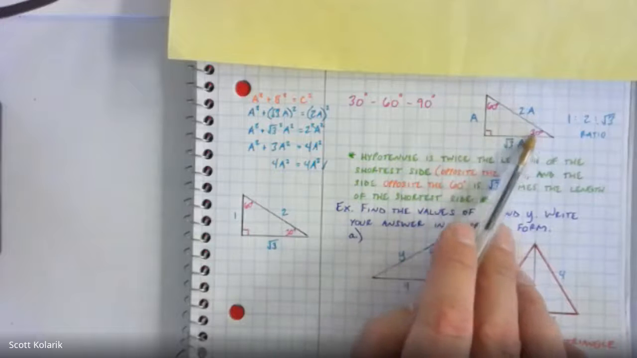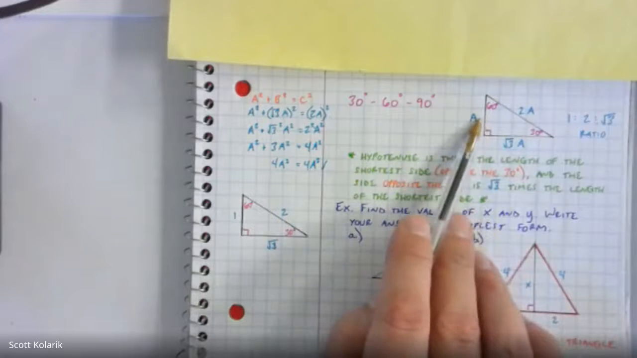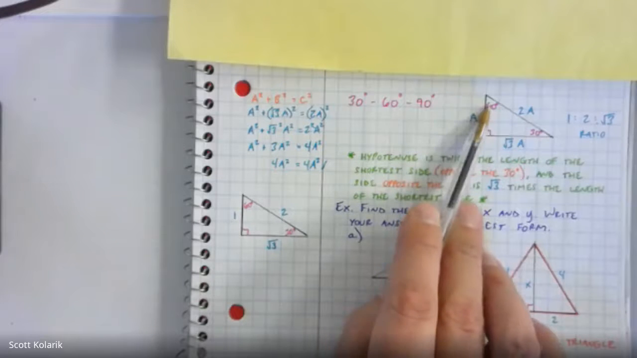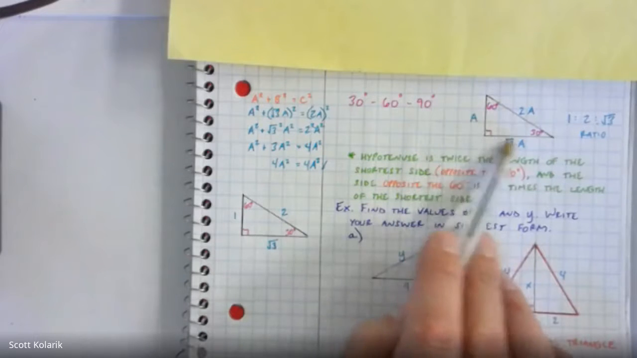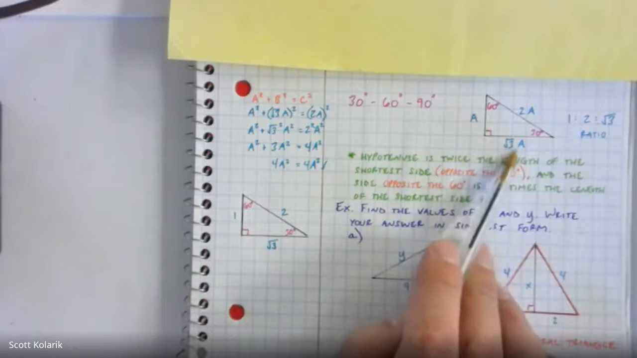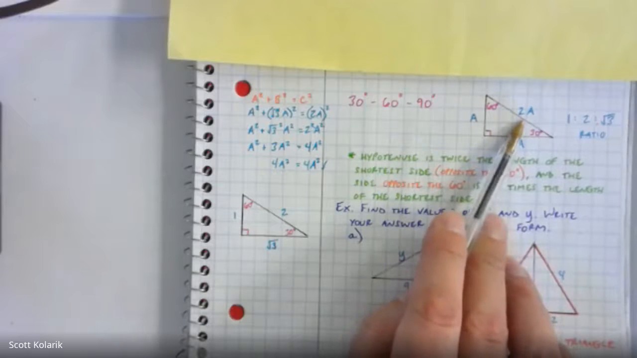Now, fundamentally, again, the side opposite the 30 degrees has to be the shortest side because it's the smallest of the 3 angles. 60 is bigger, so this length has to be bigger. So that's why I have some multiplier here, but it still has to be smaller than the double length.